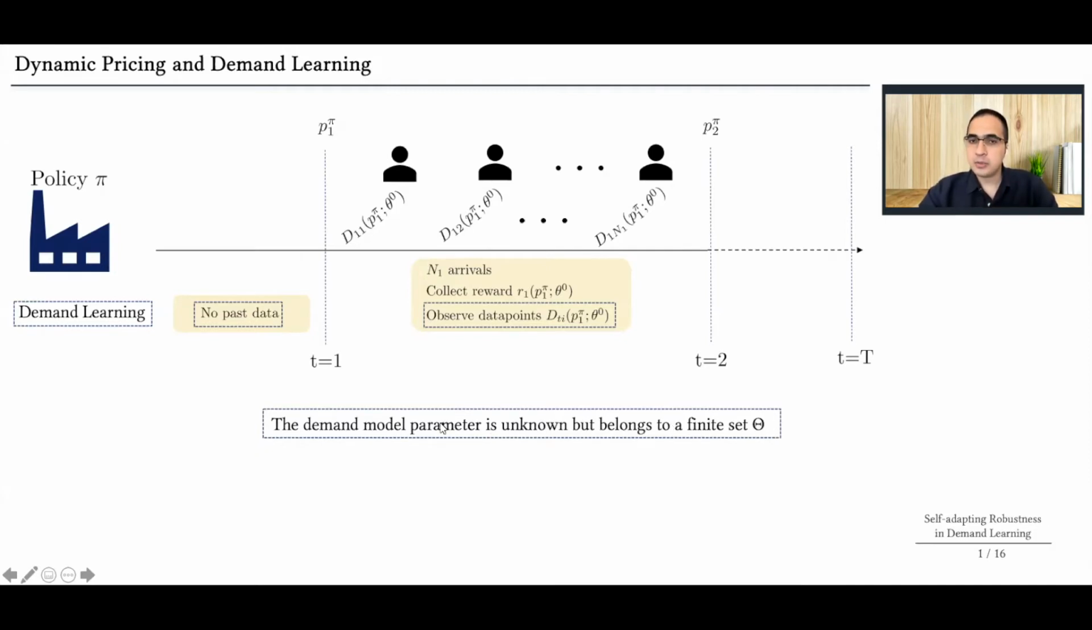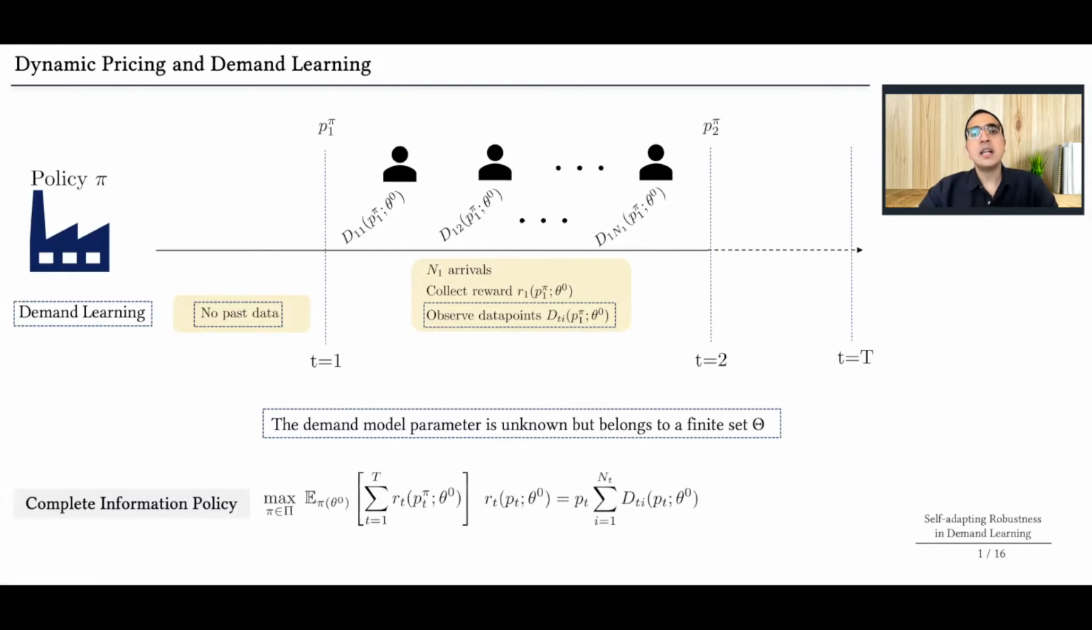Let me formalize this problem. When theta naught is known in an idealized setting, we maximize the expected total revenue from the policy pi, where the expectation is taken with respect to demand trajectories and price decisions, where price decisions could depend on the past price decisions as well as demand observations. We refer to this optimization, its optimal solution, as the complete information policy, and it is idealized and may not be used in practice. Let me connect the current configuration with the existing literature.